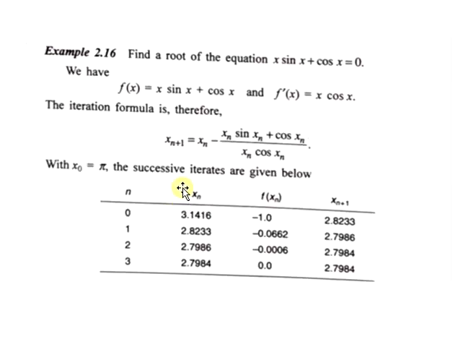Here is another equation for you to work out. The f of x is x sin x plus cos x. Then f dash x is x cos x. Here you can have the initial guess value, that is x is pi, that is 3.14. Then you can get higher order values, and finally you can arrive at the root of the equation, which is 2.798.